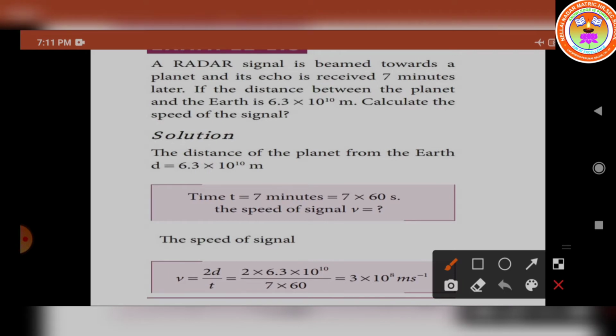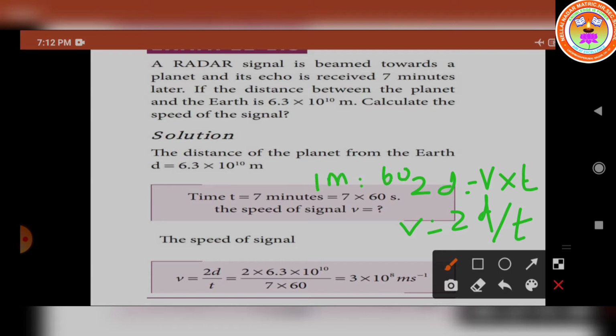So what is the formula? Already we know the formula. 2d is equal to v into t. We are going to find out the speed of the signal, so v is equal to 2d by t. Now we substitute the known values. d value is given, 6.3 into 10 power 10 meter, divided by t. The t value is given as 7 minutes. The SI unit of time is second, so the minute is converted into seconds. 1 minute is equal to 60 seconds. So 7 into 60 is multiplied and substituted in the formula. We will get the answer.